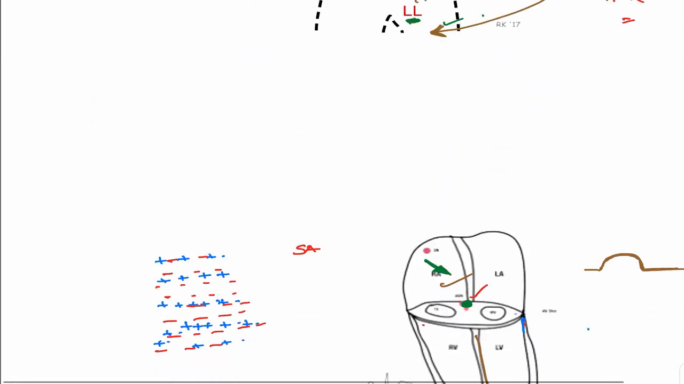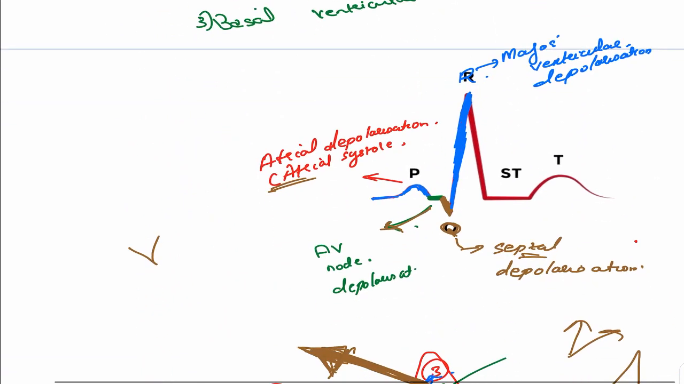This is again depolarization, so it has a positive charge. Depolarization is the entry of positive ions, and the positive is moving away from positive, that is, towards the negative. So positive into negative is negative. In the deflection we will see a downward deflection from there, that is a negative deflection.